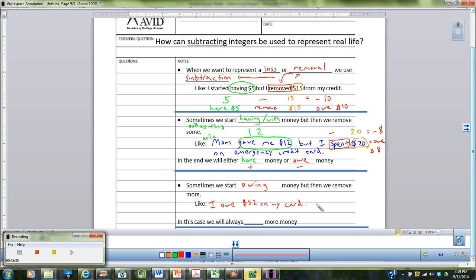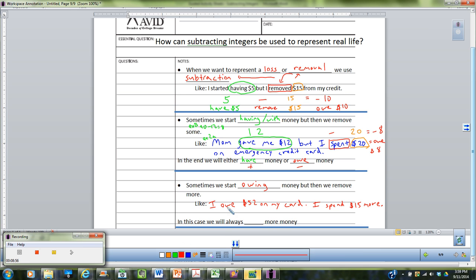And then, even though I still owe money, I just had to get something else, right? So then I go to the store and I spend $15 more on that card. Okay? I didn't even pay it off. I just I owe $52. I don't care. I need to get something else, and I spend $15 more.